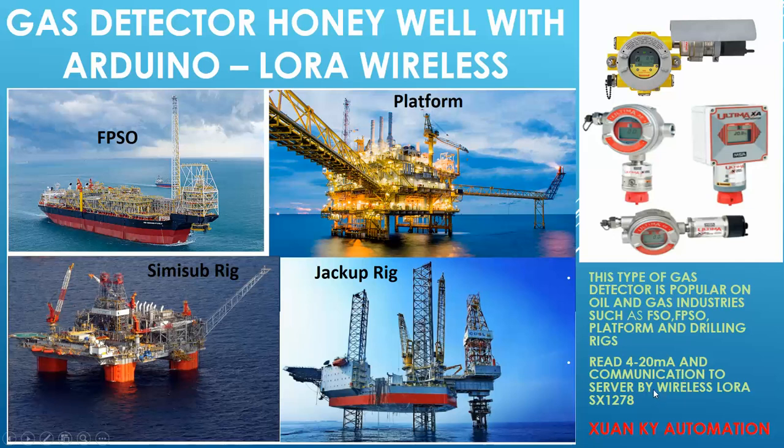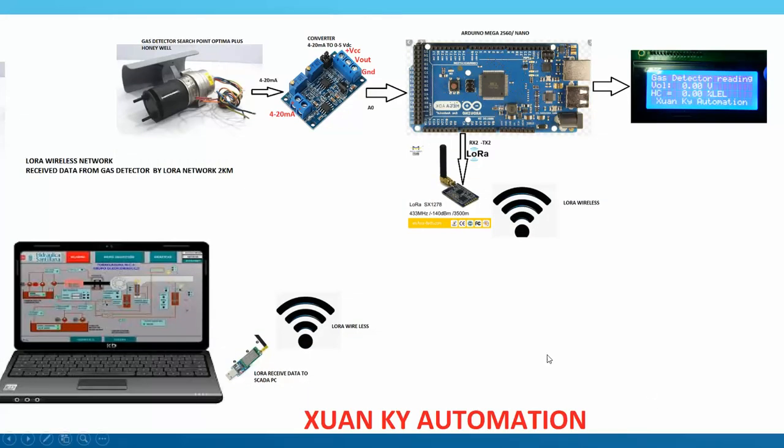Let's see the schematics. Here is a total graphic specification. The gas detector Optima Plus, Honeywell, has an output of 4 to 20 milliampere, and with converters it is converted to 0 to 5 volt. It communicates with Arduino and displays on the LCD. The values of the gas detector display on the LCD by volt and LEL percentage.